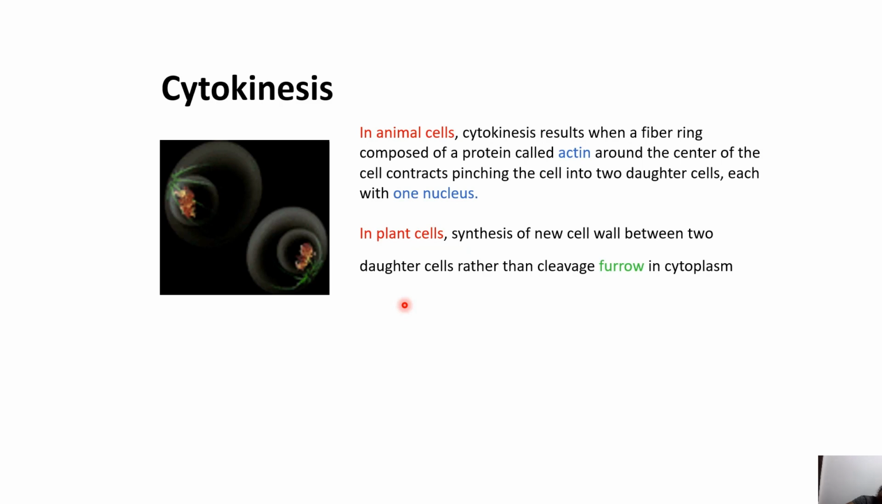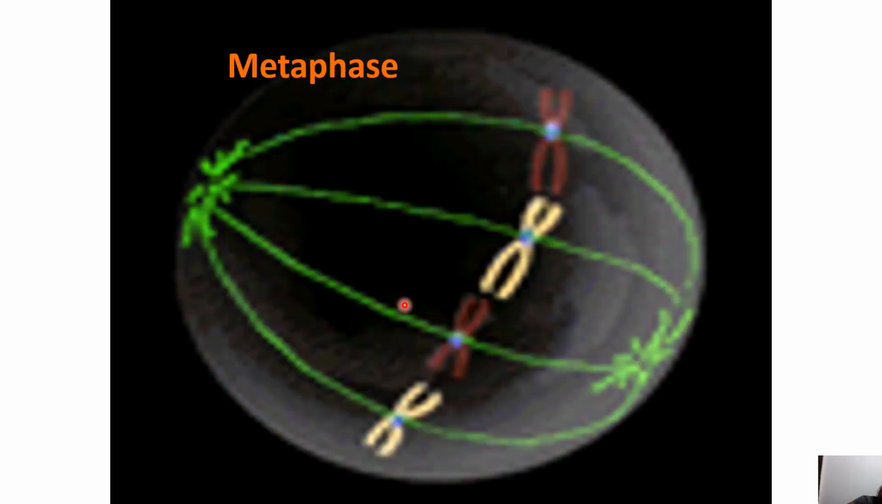In animal cells, cytokinesis results when a fiber ring composed of a protein called actin around the center of the cell will contract, pinching the cell into two daughter cells, each with one nucleus. And in plant cells, there is a new cell wall between two daughter cells rather than the cleavage of the cytoplasm. See images.